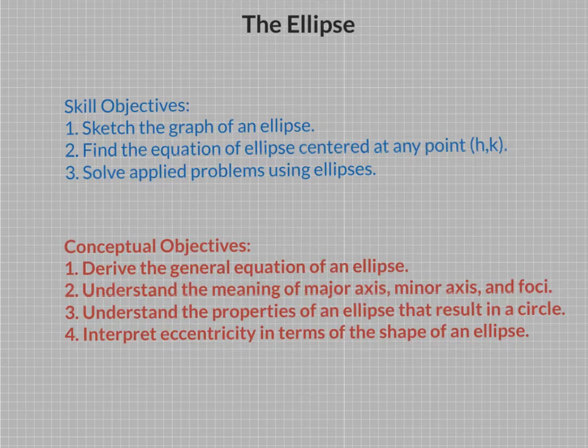This is for section 9.3 and in this video our skill objectives are number 1, to sketch the graph of an ellipse, number 2, find the equation of an ellipse, and 3, solve applied problems using ellipses. The conceptual objectives: derive the general equation of the ellipse, understand the meaning of major axis, minor axis, and foci. Understand the properties of an ellipse that result in a circle. And 4, interpret eccentricity in terms of the shape of the ellipse.